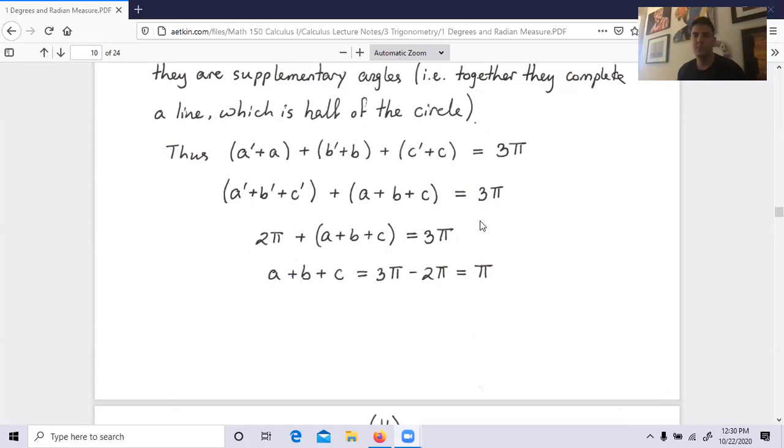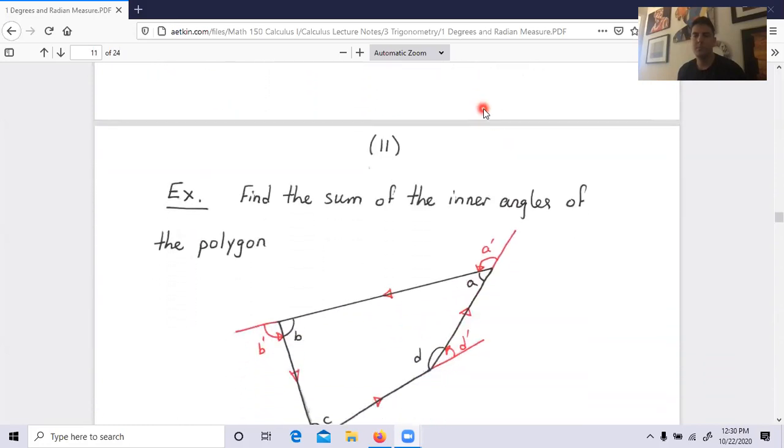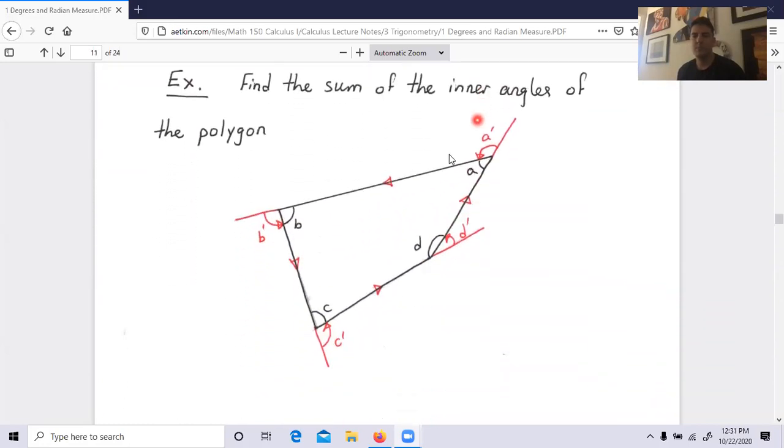Beautiful. Here is your next question, guys. Here is a polygon that has 4 corners. So it's a polygon having not 3 but 4 corners. I want you to tell me what's the sum of the inner angles. And I already actually helped you. I drew an assistance, right?